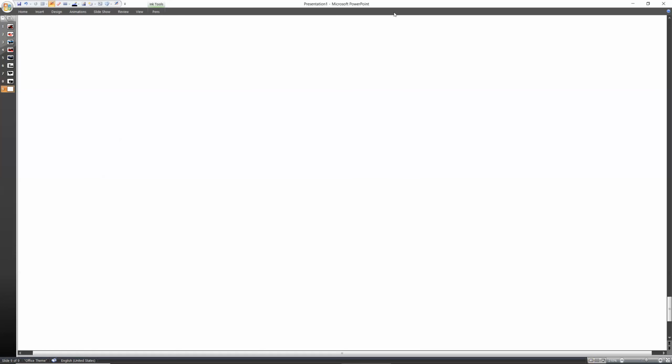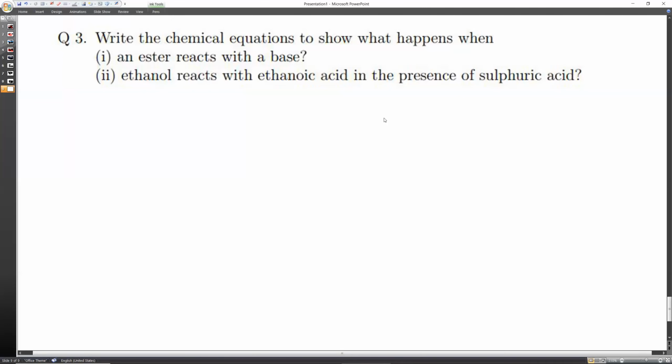Here we have this question on your screen. Write the chemical equation to show what happens when esters react with base. So how will you write the answer? Write the chemical equation to show what happens when ester reacts with base. So what are esters?